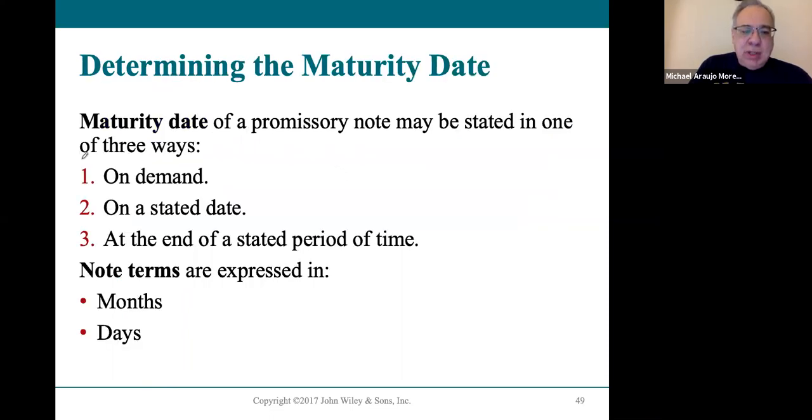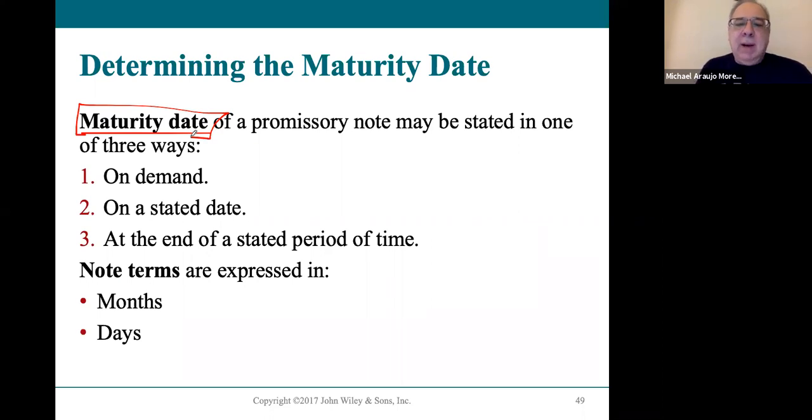One of the things that's important to note on how a note works is that the day it's due is called the maturity date. And usually what happens is the entire note needs to be paid with interest on the maturity date.